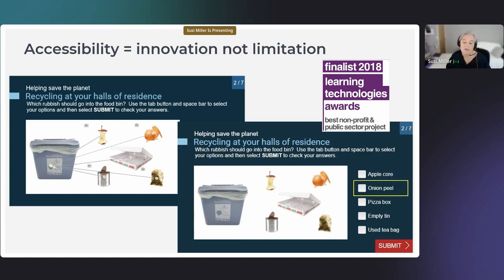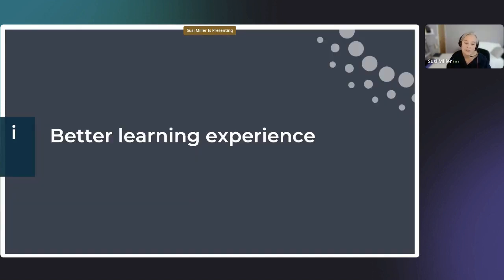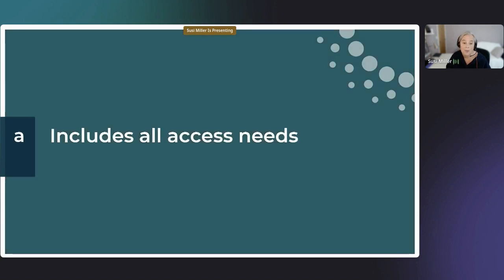So those are just a few ways that I found that designing content which is accessible leads to better learning practitioners. But here's the thing. Those better learning practitioners are designing and developing better learning experiences for everyone, because accessible learning content definitely, unequivocally, and 100% leads to a better learning experience for all learners, including people who have disabilities and access needs. So let's find out a bit more about why that is now.